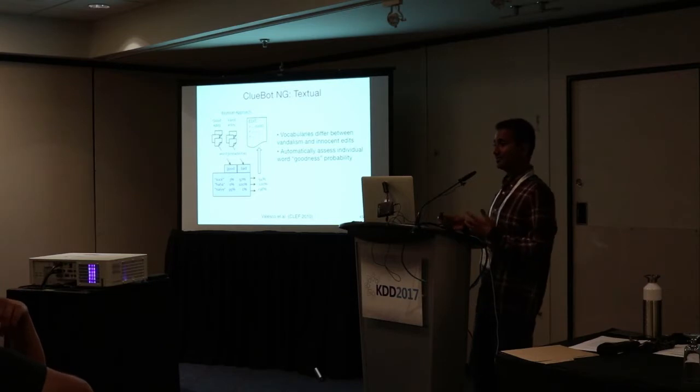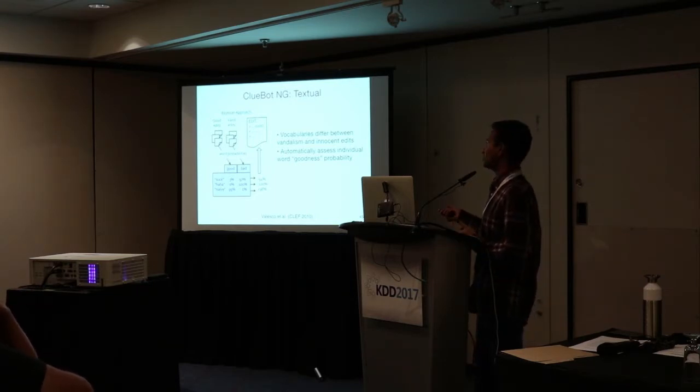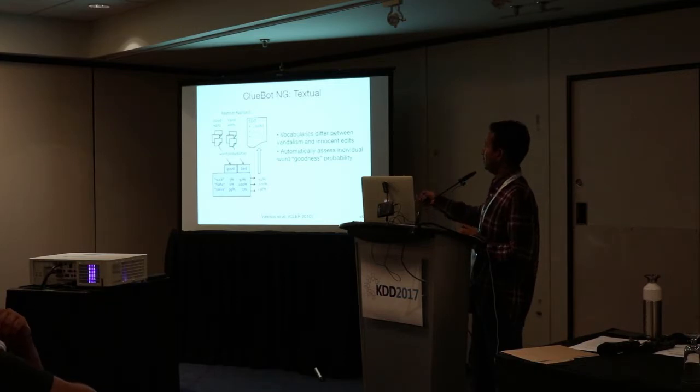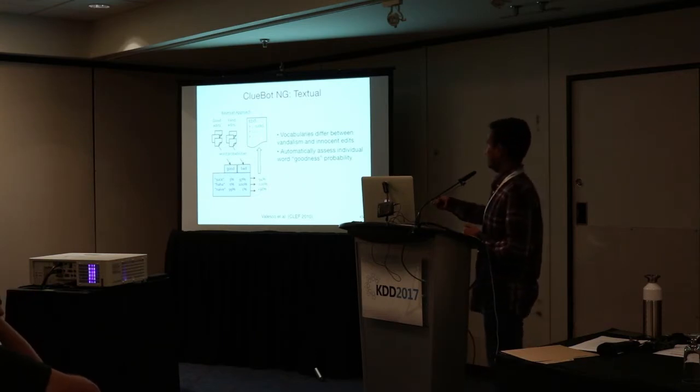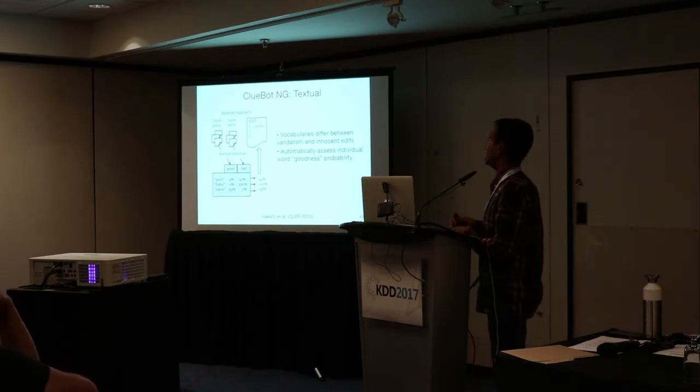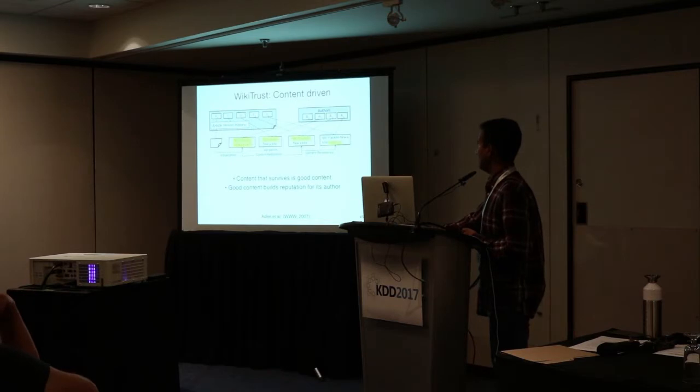ClueBot NG is currently the state-of-the-art tool that uses textual information and has a Bayesian approach. It uses information on previously made good edits and vandalism edits, and gives a probability to each word of being good or bad, and that is converted into a score and used to identify whether a new edit is good or bad. Essentially a vocabulary is defined, and it's actually pretty good at identifying individual vandalism edits.